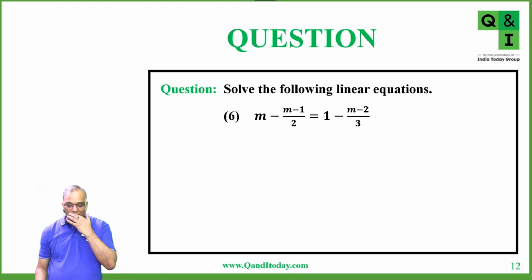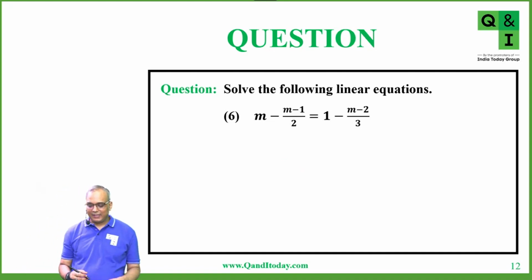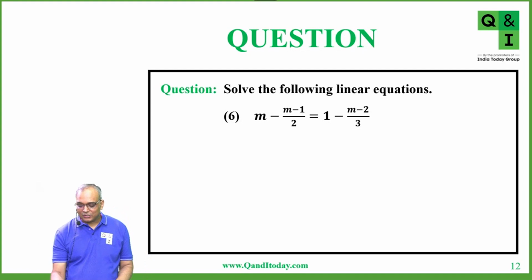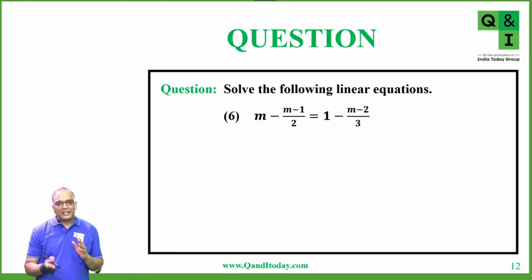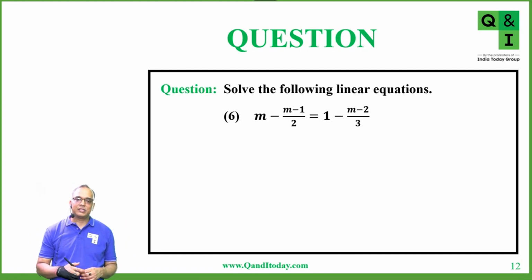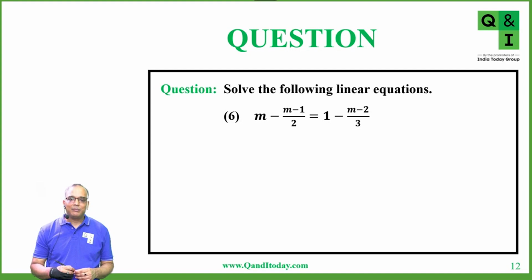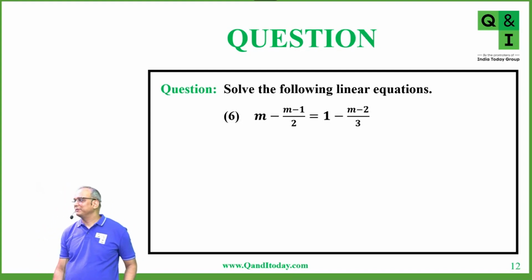Again, here we have to reduce it into a simpler form and then solve. So m minus (m minus 1) by 2 is equal to 1 minus (m minus 2) by 3, right? Quickly try and solve it. So you will bring (m minus 2) by 3 from RHS to LHS, then solve for m and get the value of m which satisfies this linear equation. I'll give you 1 minute to attempt, and then I can help you solve it if you are not able to. But I'm sure you will be able to.